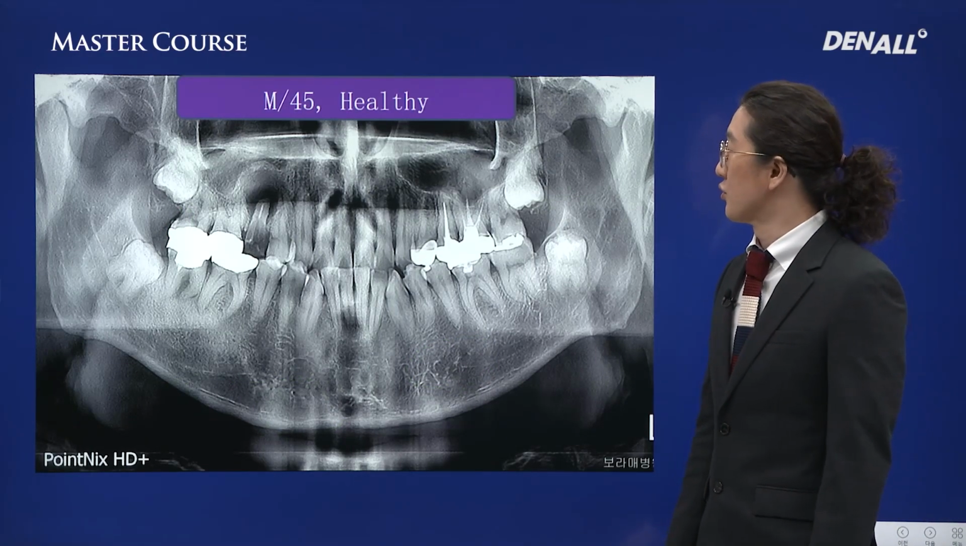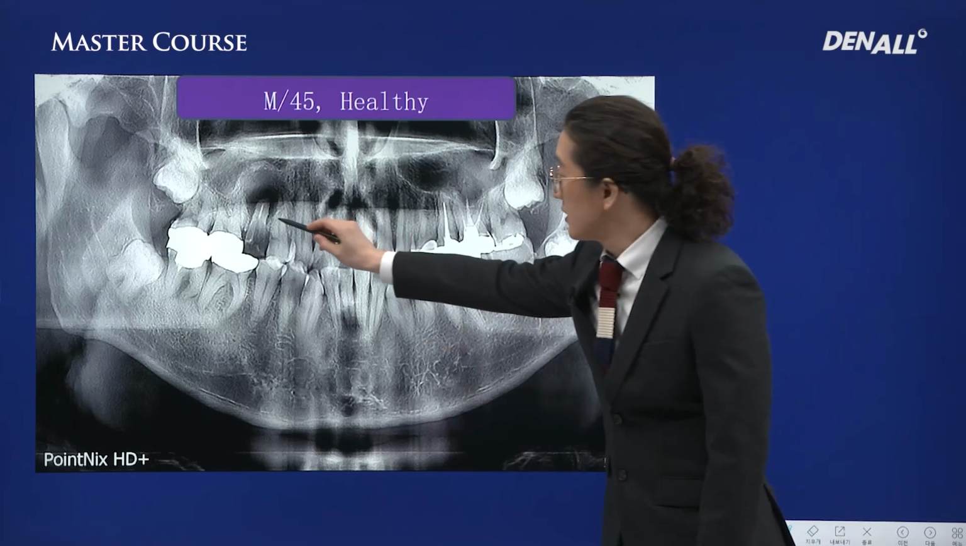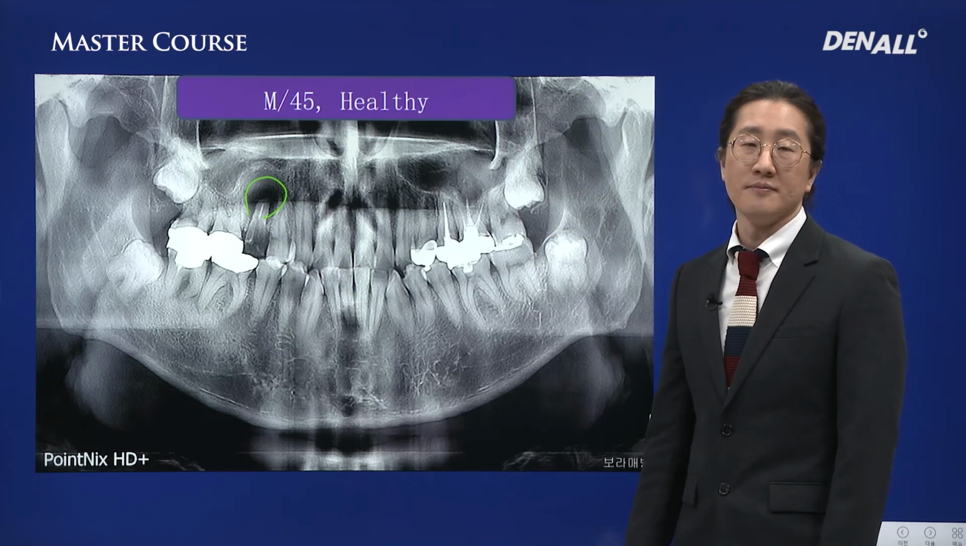Let's look at a patient case. This is a 45-year-old male patient, healthy. In number 15, there's a retained root, and below that, there's a sizable cystic lesion.